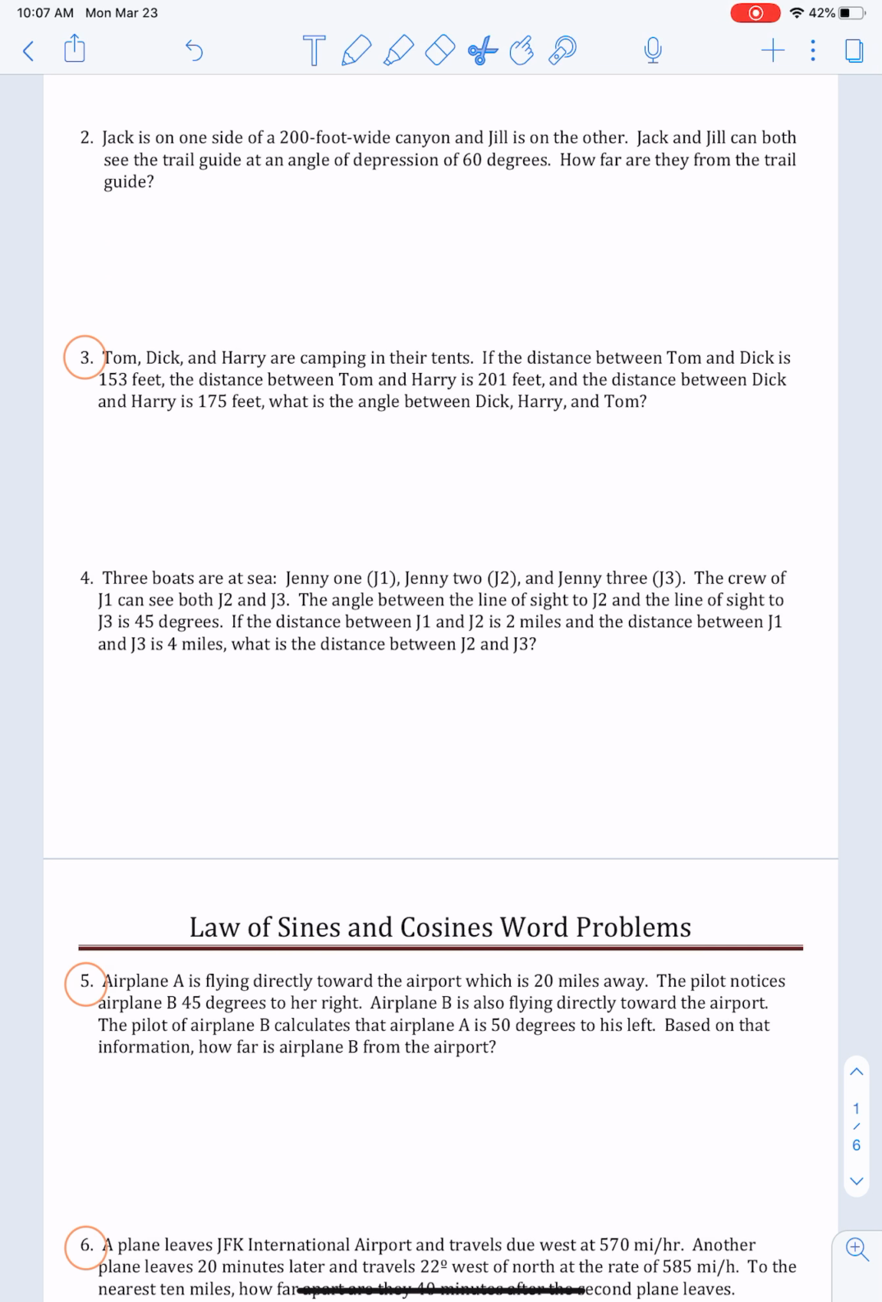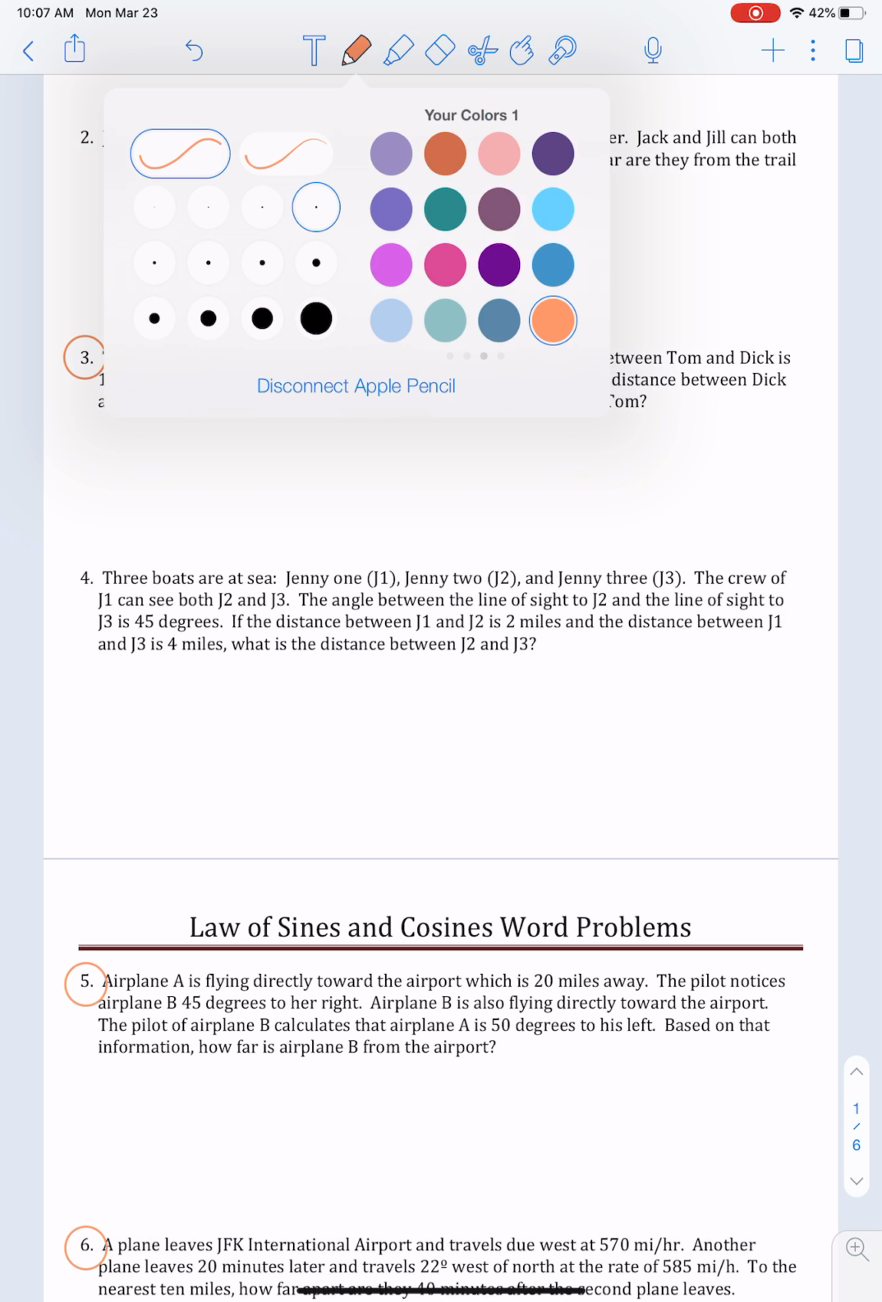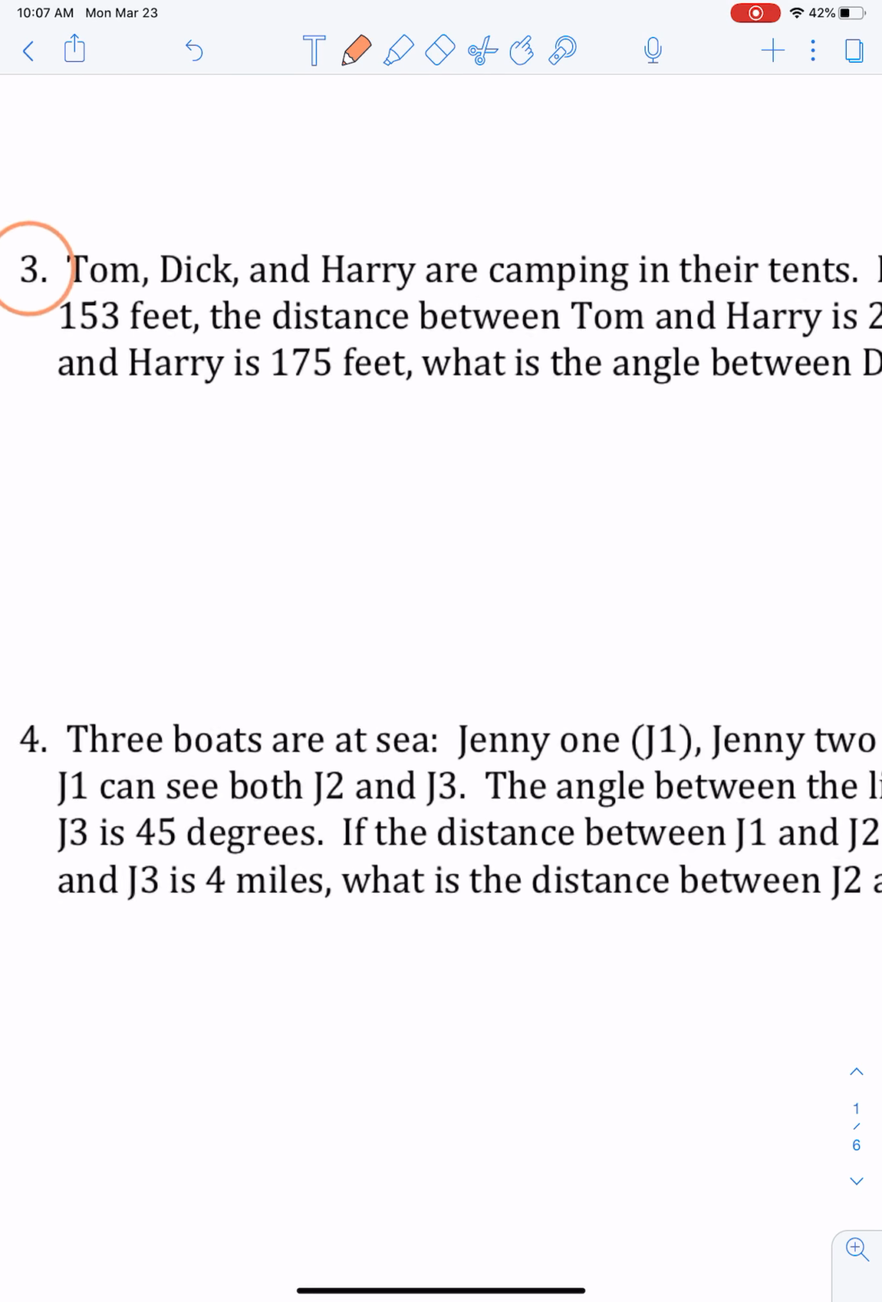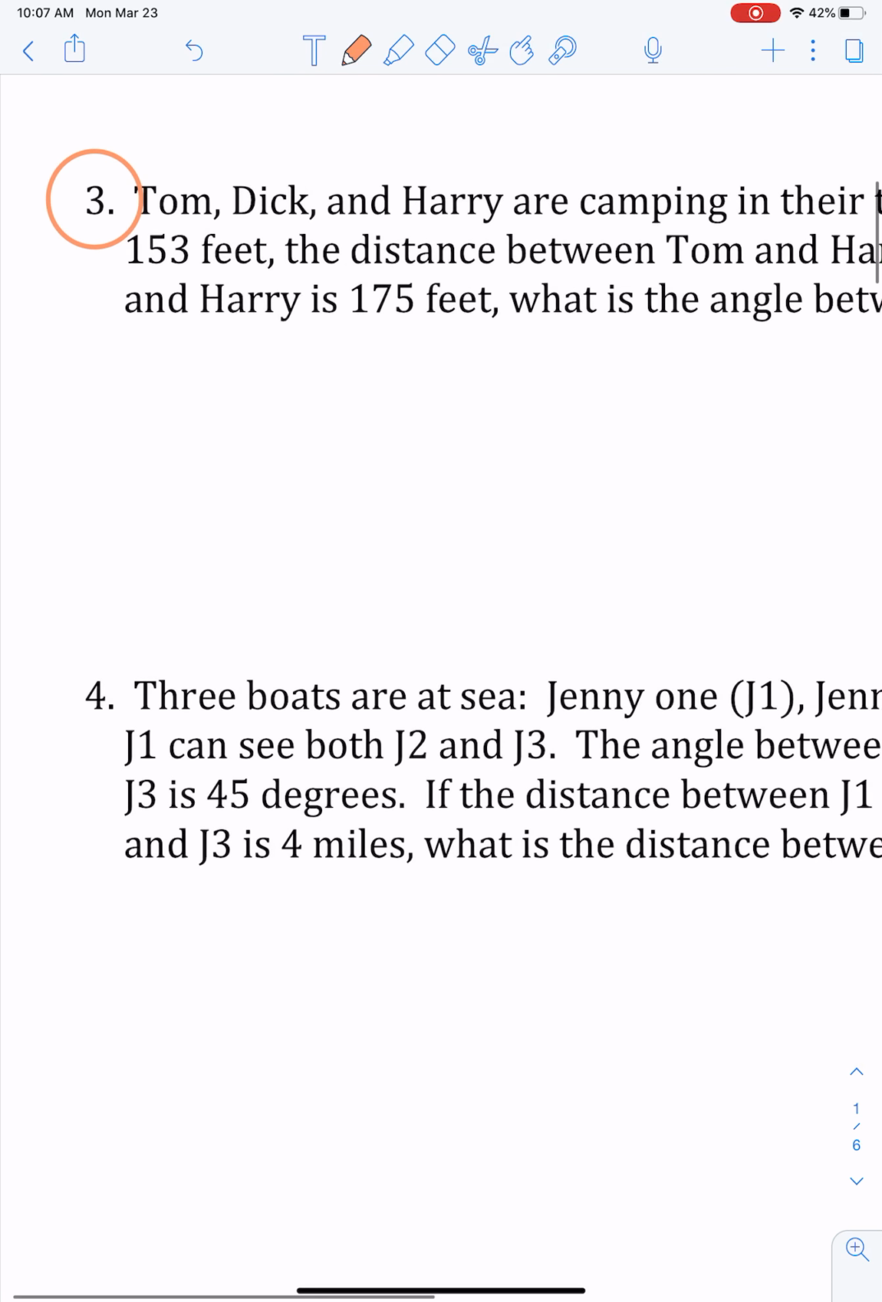So number 3 says Tom, Dick, and Harry are camping in their tents. Oh, I can't draw a tent. If the distance between Tom and Dick is 153 feet, and the distance between Tom and Harry is 201 feet, and the distance between Dick and Harry is 175 feet, what is the angle between Dick, Harry, and Tom? So I'm going to go ahead and find all 3 of those angles. But let's go ahead and draw them camping.